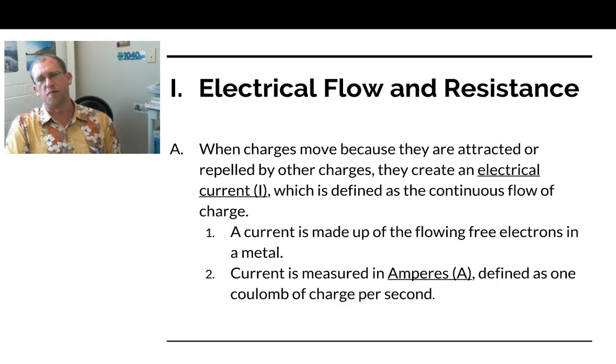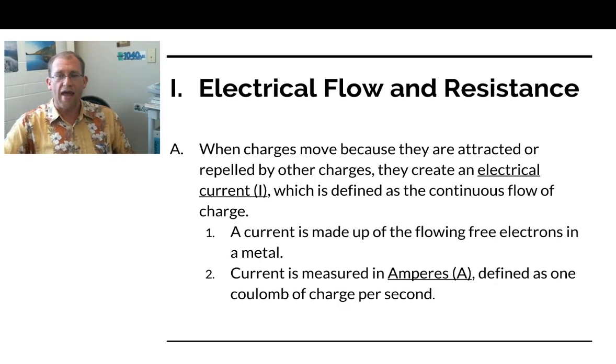And if you remember from chemistry, metals are cool because they hold their electrons very loosely. And it's that loosely held electron that allows for electrical current to flow through a wire, through a metal object. Okay? Current is measured in amps.